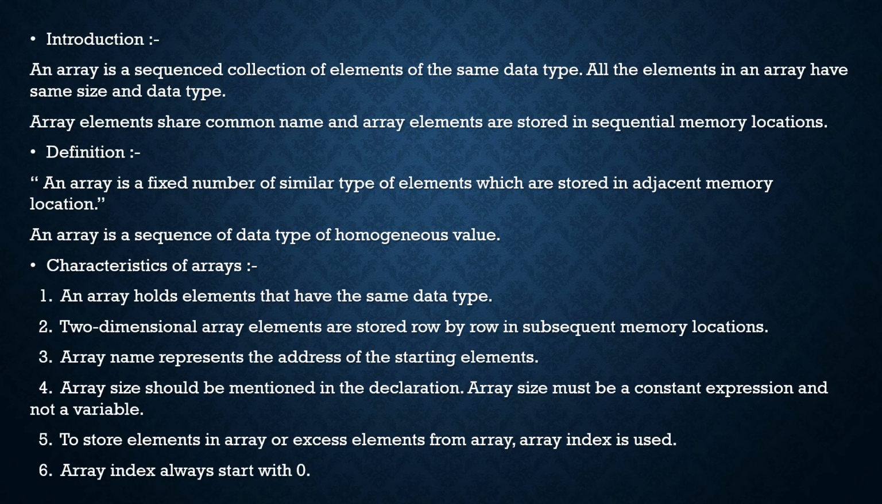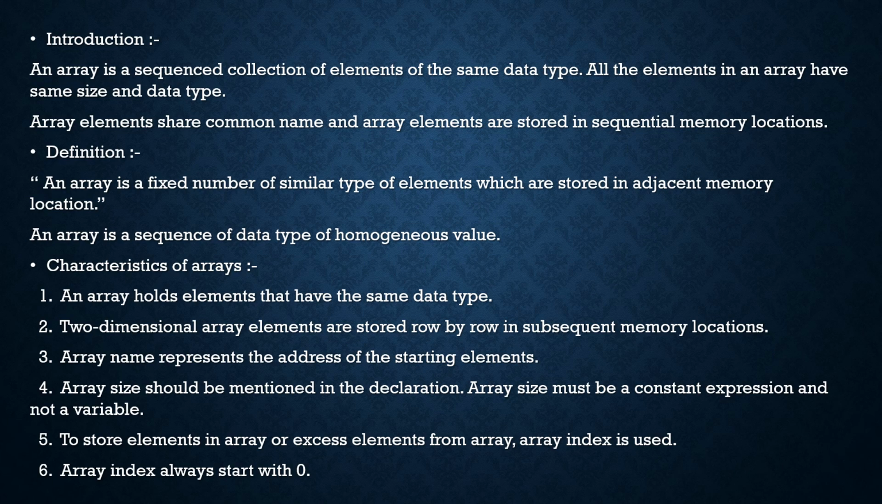For example, if the array is declared as integer, the elements which will be stored in that array will all have only integer values. It will not have character, or boolean, or string. It will only and only have integer value. Okay. And all the elements in an array have same size.